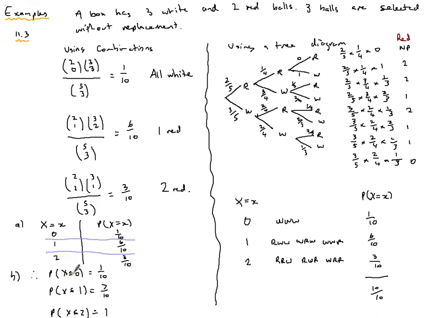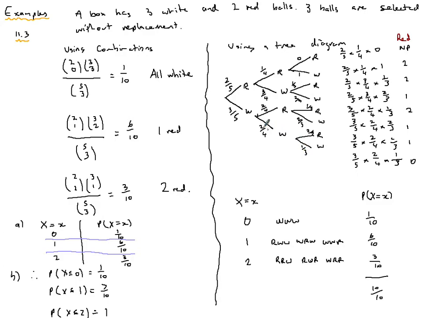The probability that x is less than or equal to 0 is just that case. The probability that x is less than or equal to 1 is that case and that case, which gives us 7 out of 10. And the probability that x is less than or equal to 2 is all cases, which should give us a probability of 1. Problem solved. Now, if we're doing it with a tree diagram, it's a little bit different.